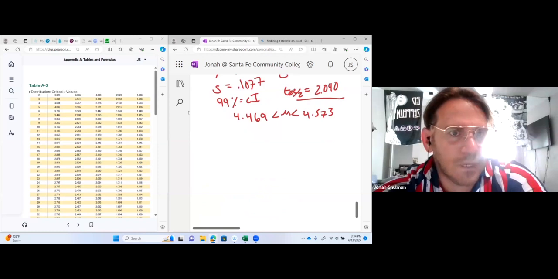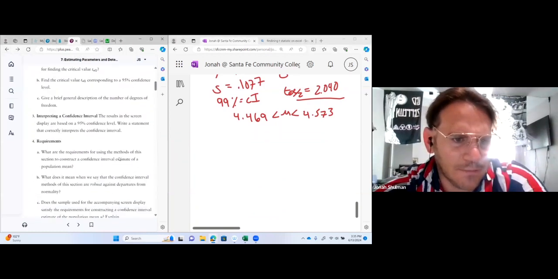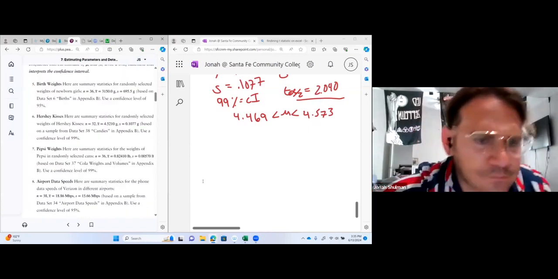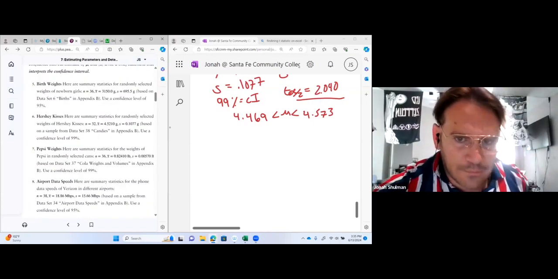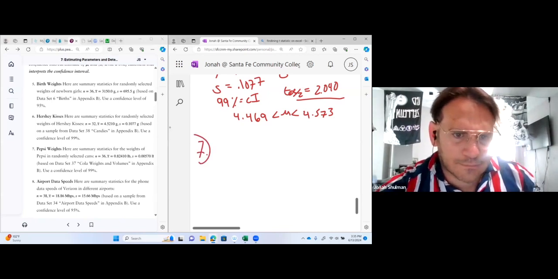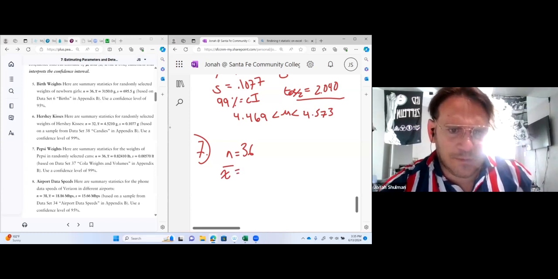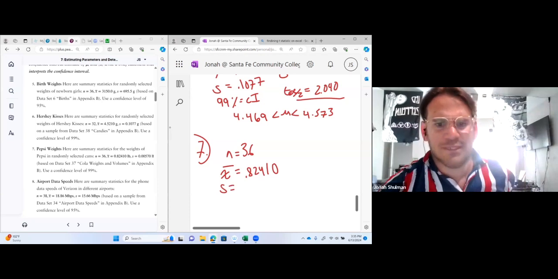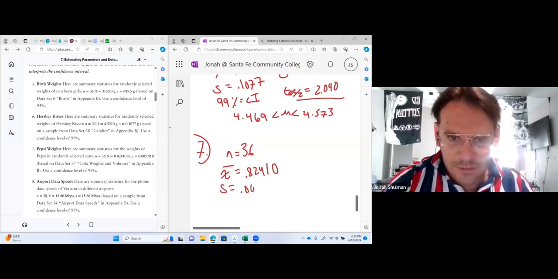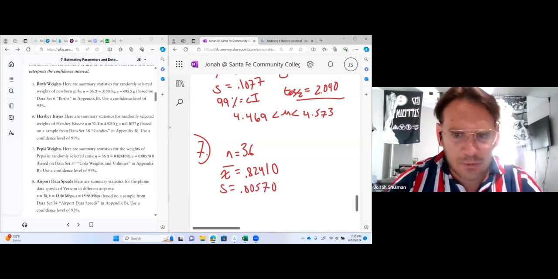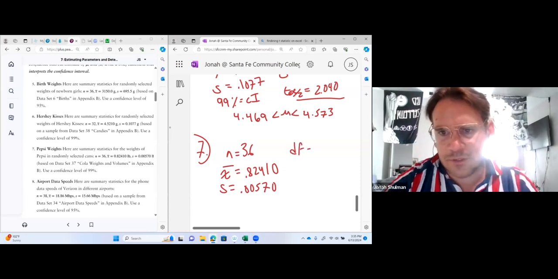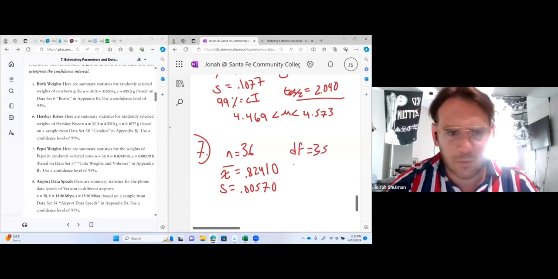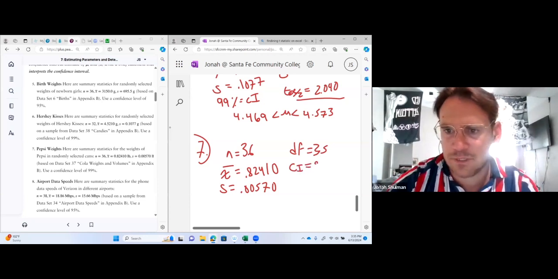0.030. All right. I'm gonna do this next one completely by hand. And that's fine. Here we go. So here's number 7. Your n is 36. Your sample mean is 0.8240. Your sample standard deviation is 0.00570. We want this for, so our degrees of freedom is 35. We want the confidence level 99%.